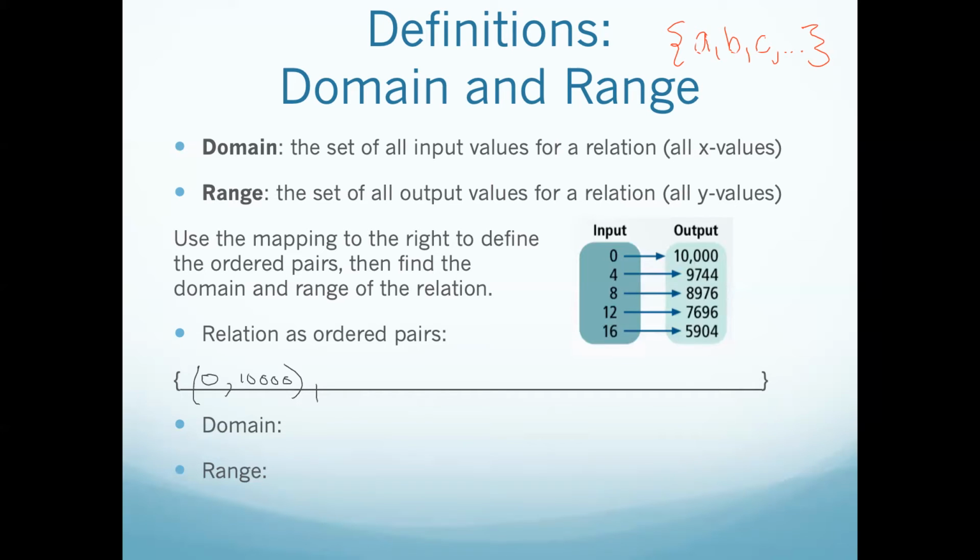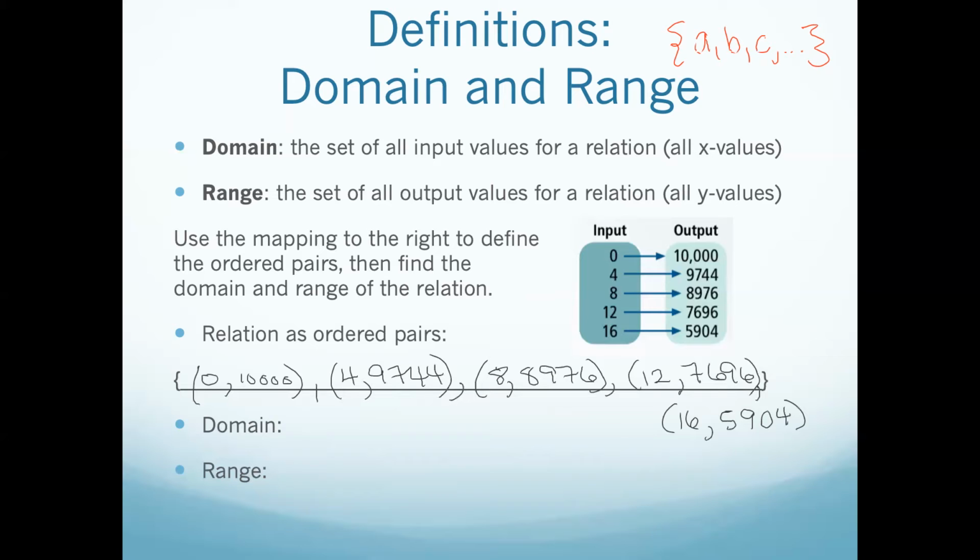My next input is 4. So I'll put a comma, and then my next ordered pair, 4 with the output of 9744, again without a comma. And then separating ordered pairs, I put a comma. My next input is 8. Output is 8976. So my next ordered pair is 12, 7696. And then my last ordered pair is 16, 5904. And that makes up my entire set of ordered pairs.